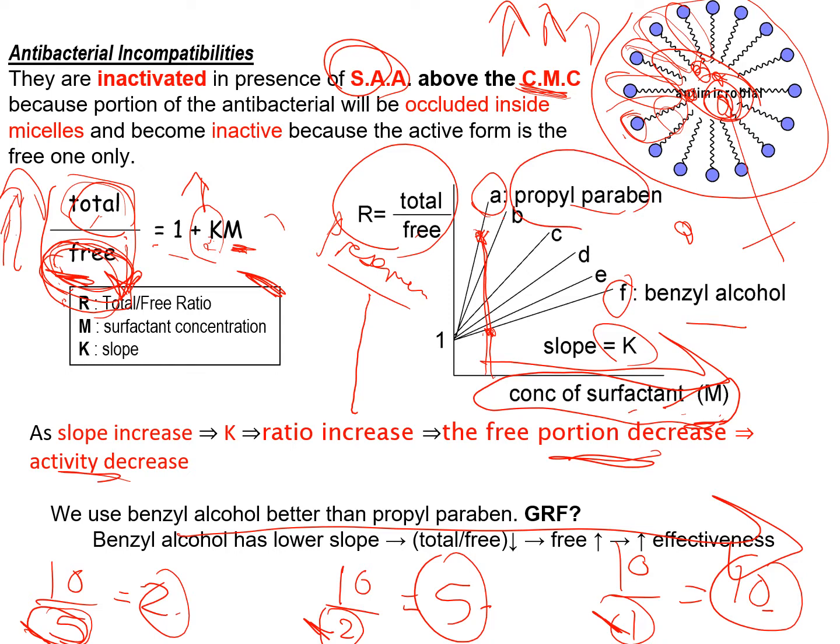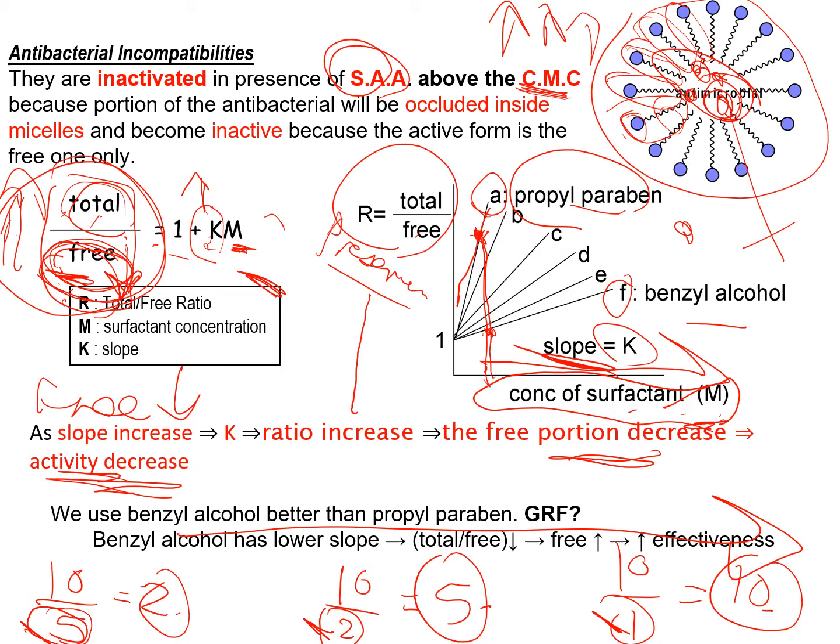This is the worst one because, again, at this M, the slope of the line is higher and slope equals K. When K is higher, total over free is higher. When total over free is higher, free is smaller. When free is smaller, it has less activity because most of the preservative is now entrapped inside the micelle.